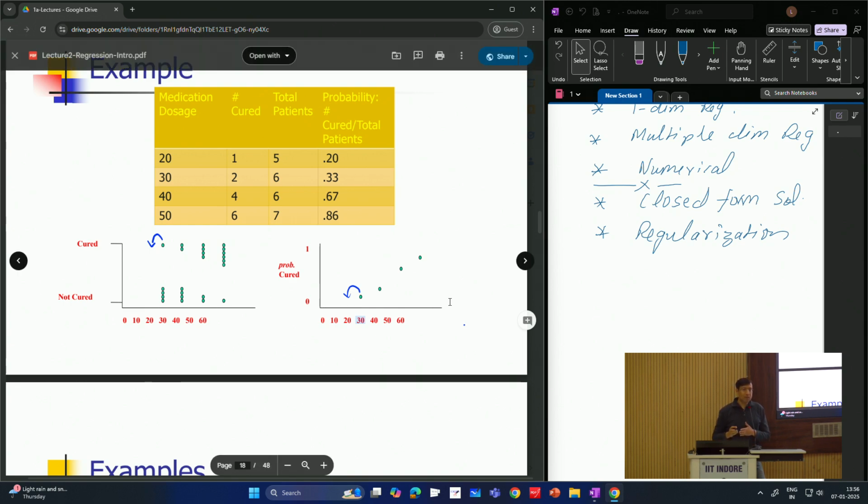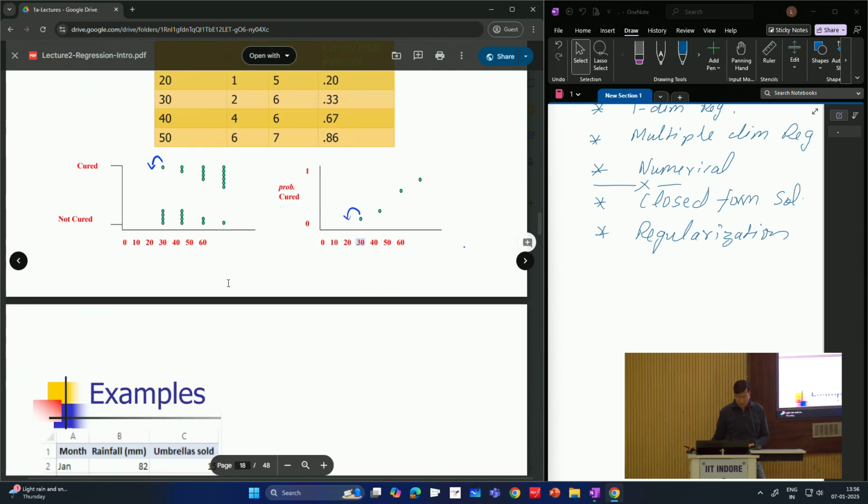Again, you put the data points so that now you can build a regression line. Once you have built the regression, you can tell, if you're giving a 25 mg dose, how many patients will be cured. Or if you give a 75 mg dose, how many patients will be cured. It's very straightforward, nothing too deep.